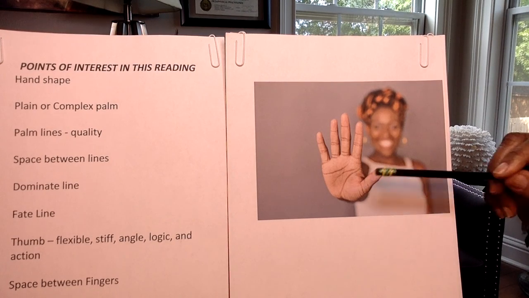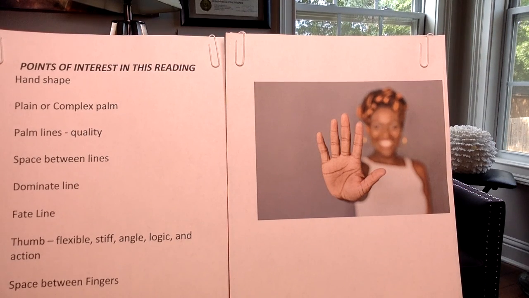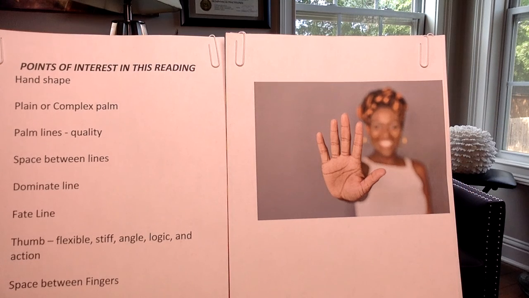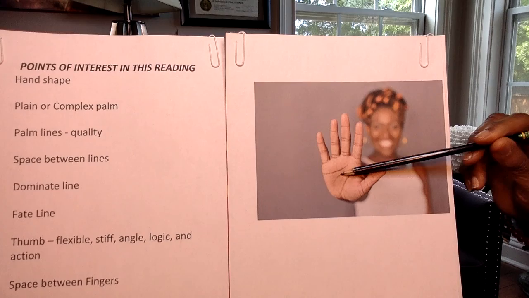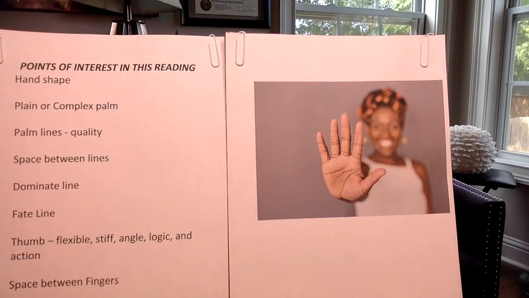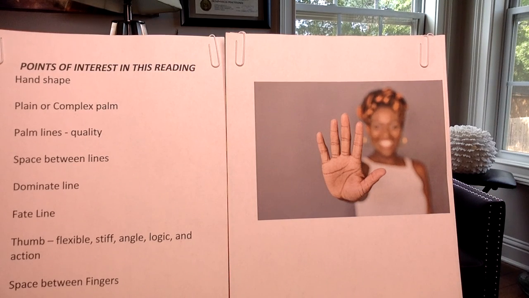Would you say this is complex or plain? Do you see a whole lot of lines here? So you decide. How about the space between the lines? Well, the headline is not joined to the lifeline. You might be focusing on that. Okay, is there one of these lines that seems to be more dominant, stands out more? Okay, then fate line. Is there a fate line? Do you see it? What can you say about it? So you don't just say it's a fate line. What can you say about it?